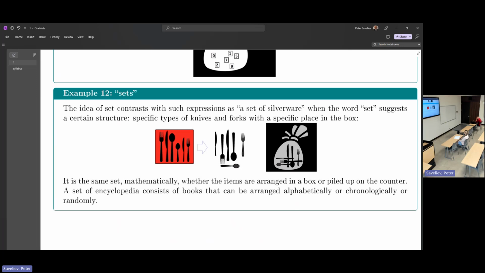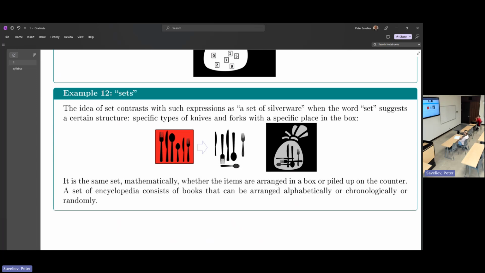This needs to be addressed in plain English. The word set refers to a set of silverware that is actually in a box, and we are then to create a set. Mathematically speaking, we take that set, open it into a bag, and shake that bag again, once again to get rid of any structure that might be present. The set on the left and the set on the right are the same thing, mathematically speaking.